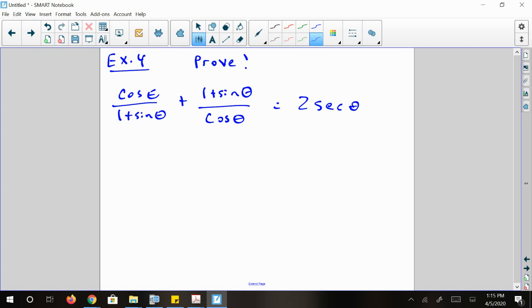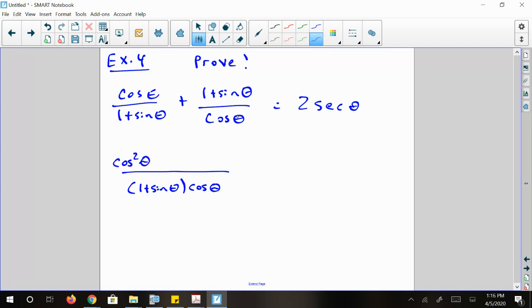Once again, I have two fractions, so I'm going to find a common denominator. On this one, there is nothing in common between these. So I'm going to write this as 1 plus sine of theta times cosine of theta. And I need to think about what I'm missing on both of these. Here I have cosine of theta, on the bottom here I have a 1 plus sine of theta. I'm multiplying in a cosine of theta, which means I need to multiply it on top as well, which makes this a cosine squared of theta.